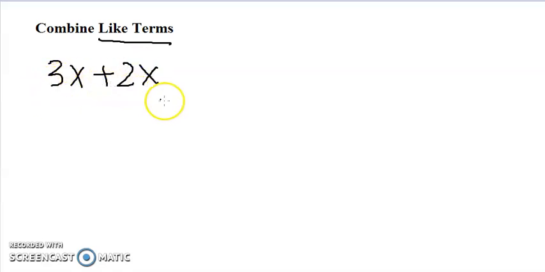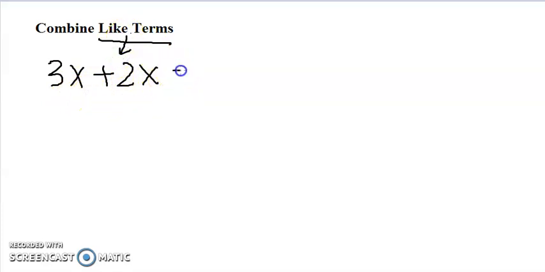In this video, we're going to talk about how to combine like terms. First of all, what do we mean by like terms? When we have questions such as 3x plus 2x, in this problem we have not only numbers but also the variable x. The x represents an unknown. So in order to combine them, we have to make sure they are like terms. So 3x and 2x are called like terms.